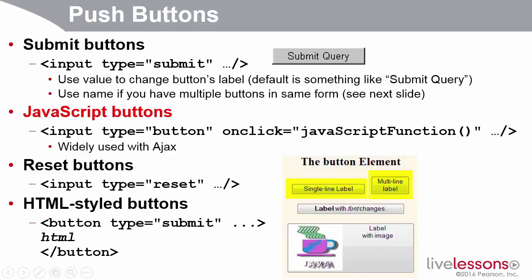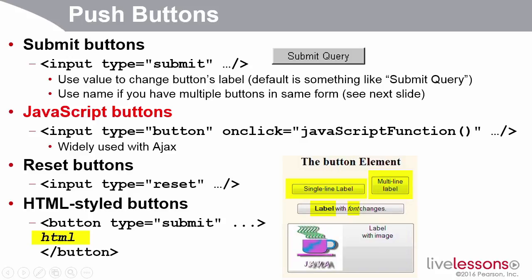You can have font changes. Just use normal font elements in the HTML that's between the start and end tag of button. You can put images. You can put images plus font changes. You can put more than one image and so on. You can wrap a group of HTML inside the button tag.